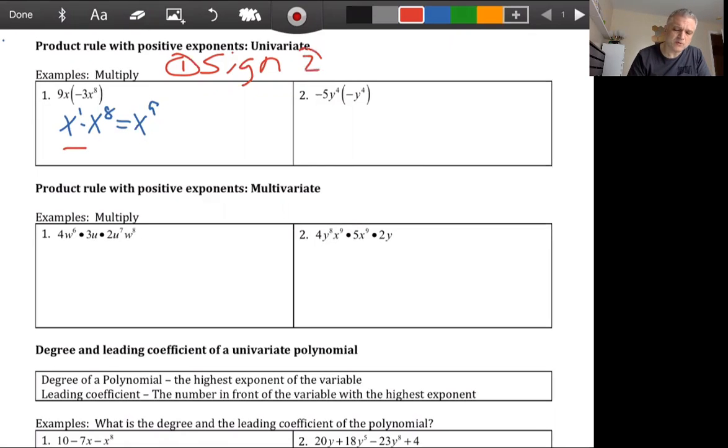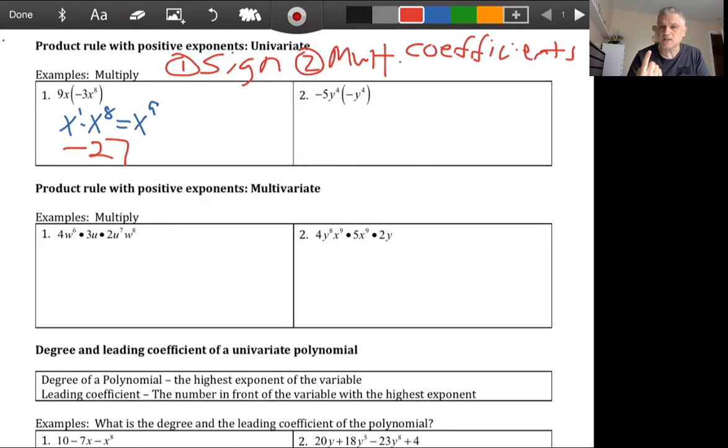The second thing I'm going to ask is for you to multiply the coefficients, the constants, the numbers. Okay, I'll just say the coefficients. So 9 times 3 is 27. So step 1, we figured out the sign is negative. Step 2, 9 times 3 is 27.